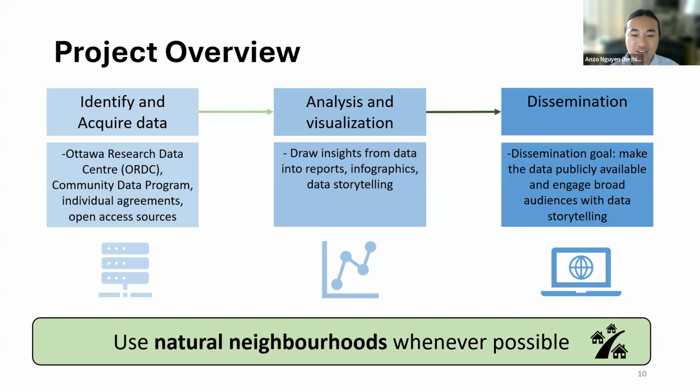After acquiring the data, we then created data visualizations and summarized descriptive statistics from which we could draw insights to include in maps, infographics, and data storytelling narratives. Finally, we disseminated the data with the goal of creating an engaging story that we could tell to a broad audience. And we'll touch on that more in a bit when we delve into detail with the story map. And throughout the entire process of a project, we try to use natural neighborhoods and our neighborhood construct whenever possible as the common geographic reference point.